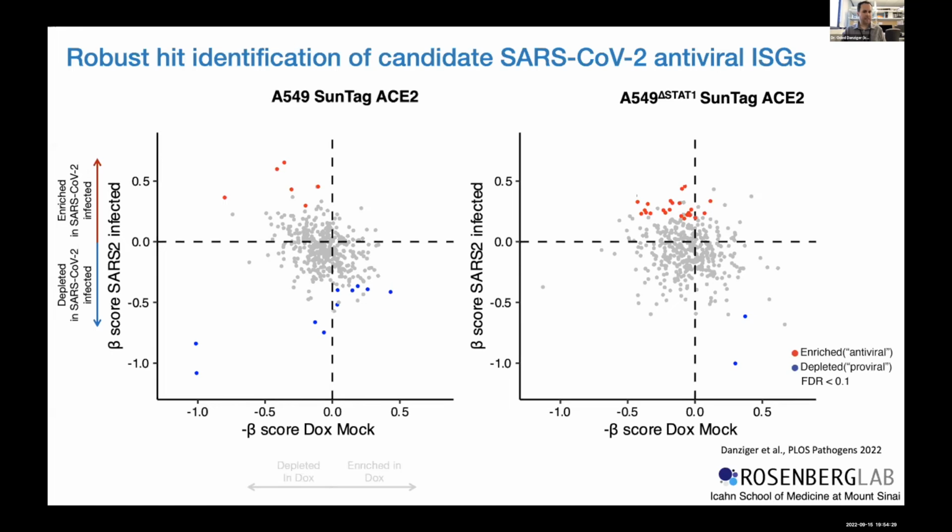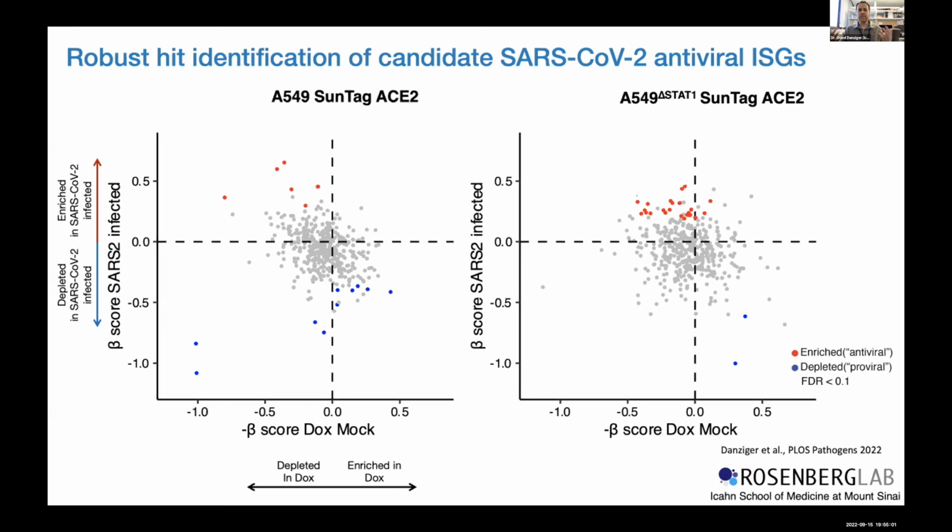The x-axis describes genes that were selected positively or negatively only by the effect of dox. So it allows us to see the effect of a single ISG without any viral infection. And we can learn something about ISGs that are anti-proliferative or pro-proliferative using the x-axis. So we can see that I just highlighted here genes that were significantly enriched or depleted in both backgrounds.